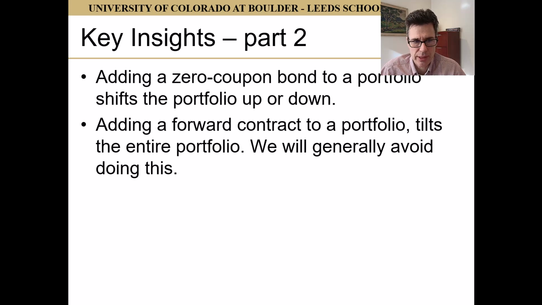Generally, we avoid this. So when we're trying to figure out a portfolio from a payoff diagram, we're generally not going to use forward contracts. Again, if we're long a forward contract, that's the same as being long a call and short a put with the same strike. So we don't really need forward contracts. We can get away with calls, puts, and 0 coupon bonds.